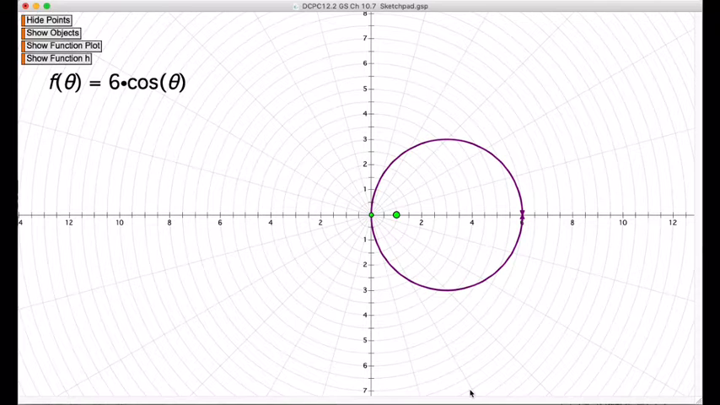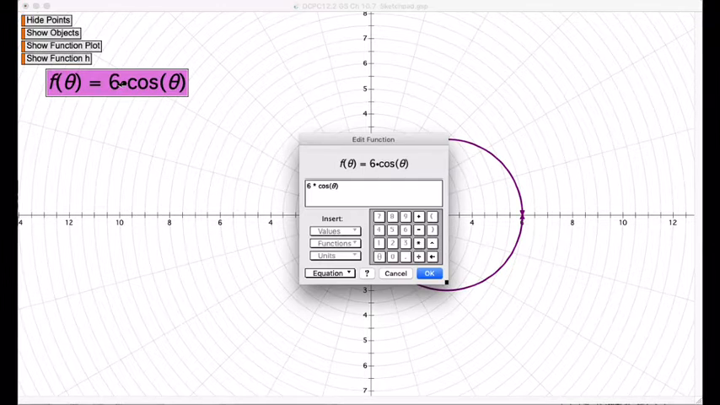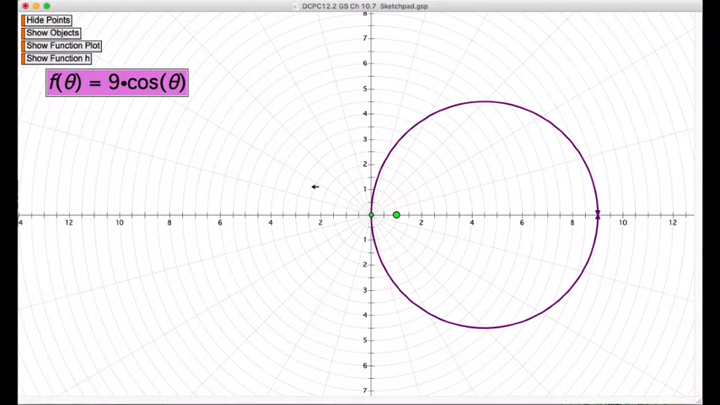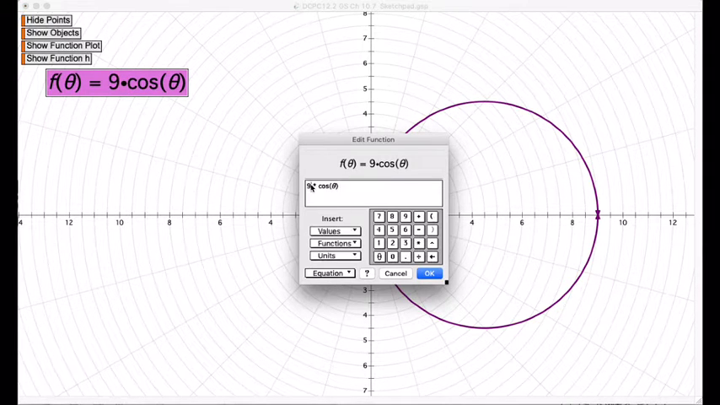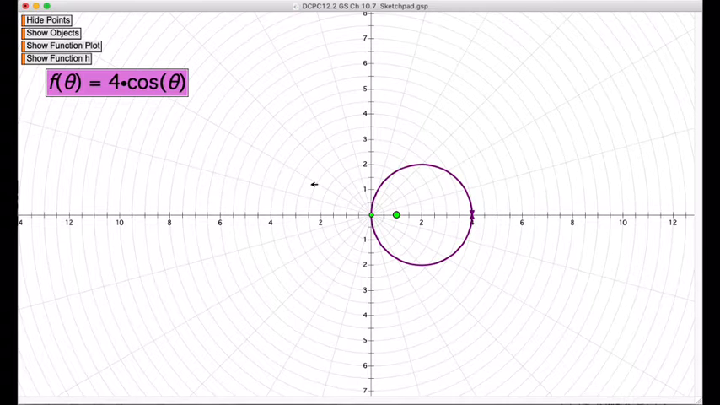That's 6 cosine theta. If you look at this one-petal rose, you notice that the distance across that petal, or across the circle, is a length of 6. So let's see if that holds. If I made this 9, notice how when I change my coefficient to 9, that now changes the distance across my petal to also be 9. And we can check one more and make sure it actually works. If I made this 4, now the distance across my petal is 4.